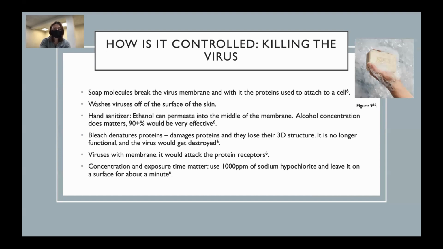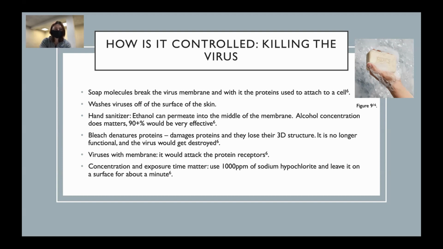Finally, how can it be controlled? One option is killing the virus. Soap is a good way to do this. Soap molecules can break the virus membrane, and with it, the proteins used to attach to a cell. These molecules can also wash viruses off the surface of the skin altogether. Hand sanitizer can also be used. Ethanol can permeate into the middle of the membrane, and alcohol concentrations do matter. 90+% would be needed for it to be very effective.